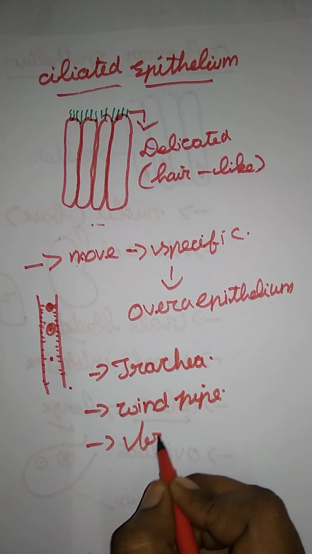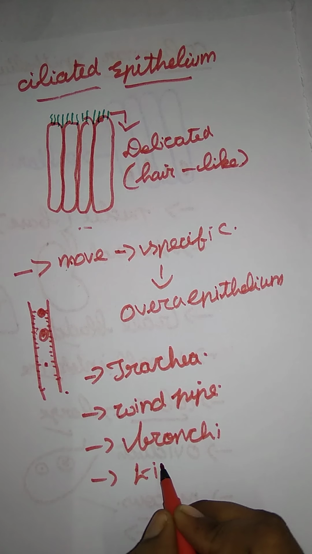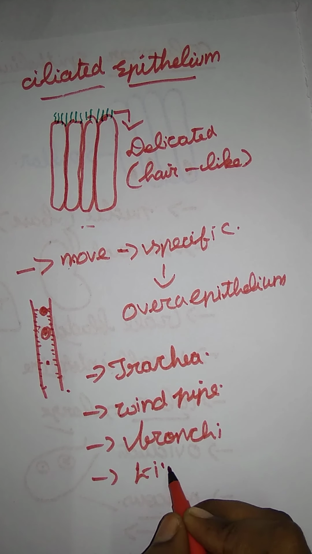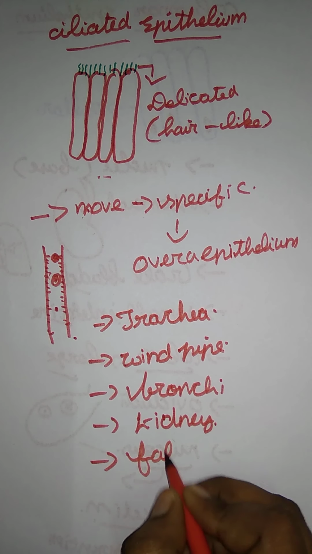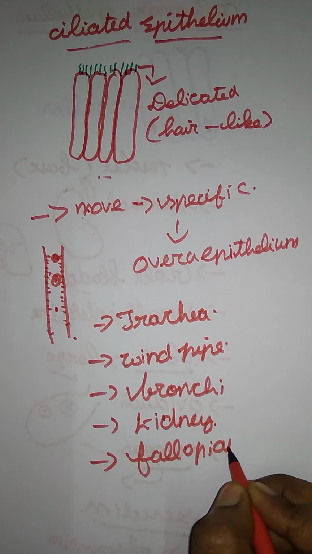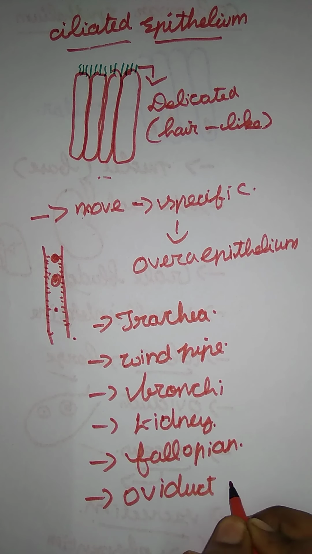Next one is the bronchi, and next one is the kidney, that is the kidney tube, fallopian tube, and oviduct. We will see them one by one.